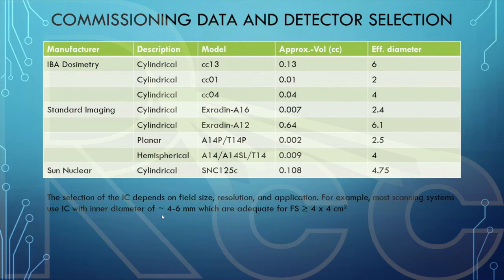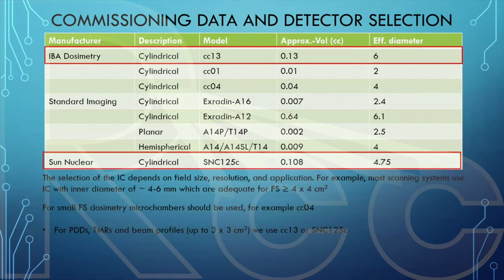The selection of your ion chamber is going to depend on the field size, the resolution, and the application. For example, most scanning systems use an ion chamber with an inner diameter between 4 and 6 millimeters, which is adequate for field sizes above 4 by 4 square centimeters. This is what TG-106 recommends. However, we are faced with our reality, right? With what we have at our disposal.